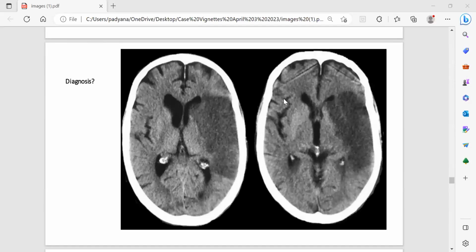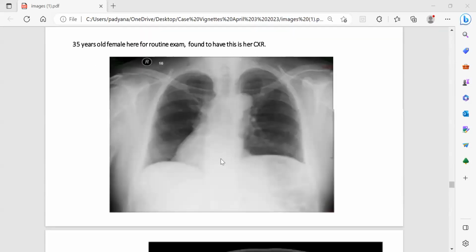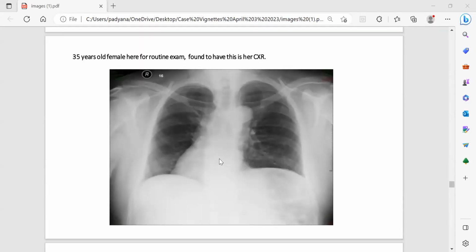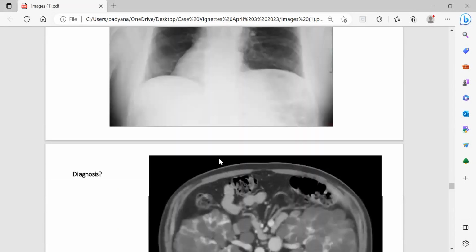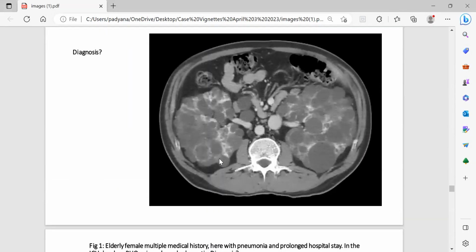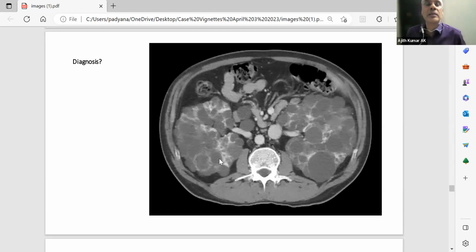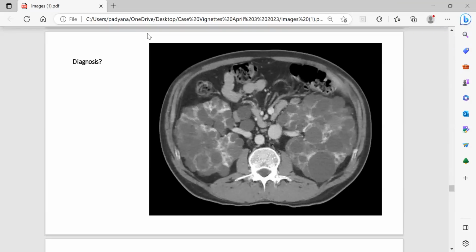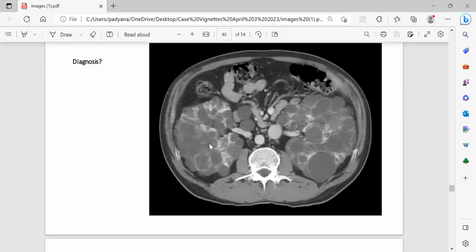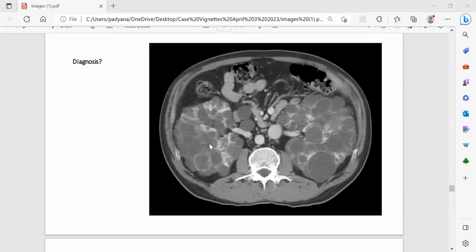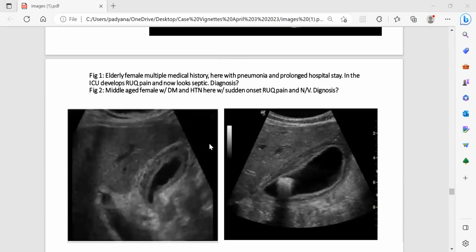Left-sided MCA infarct. Excellent. That's okay. Next. Polycystic kidney disease. This patient came with some headache. Can you correlate that? Aneurysmal bleed. Polycystic kidney disease, aneurysmal hemorrhage. Excellent. One last one, I think maybe.